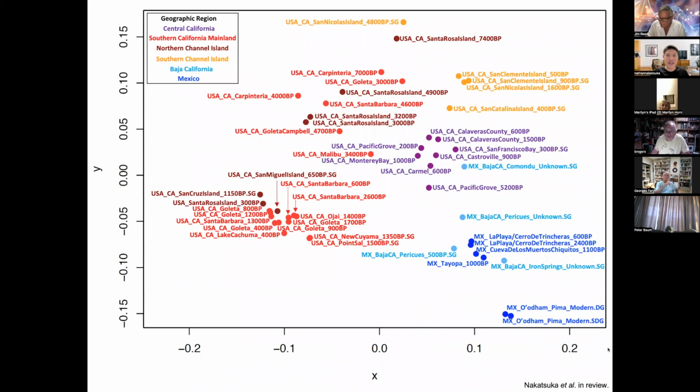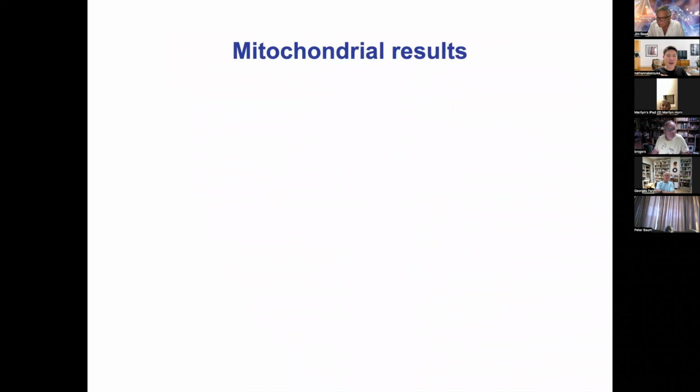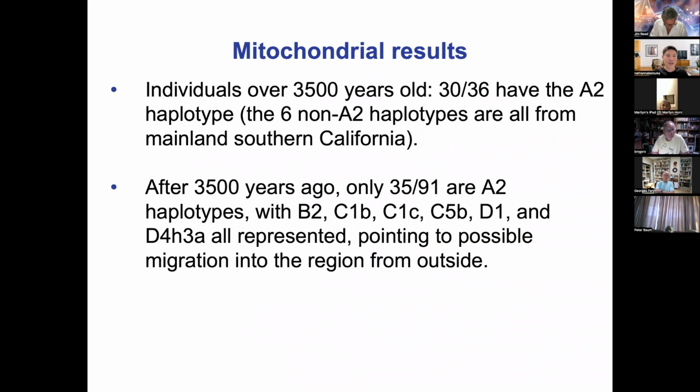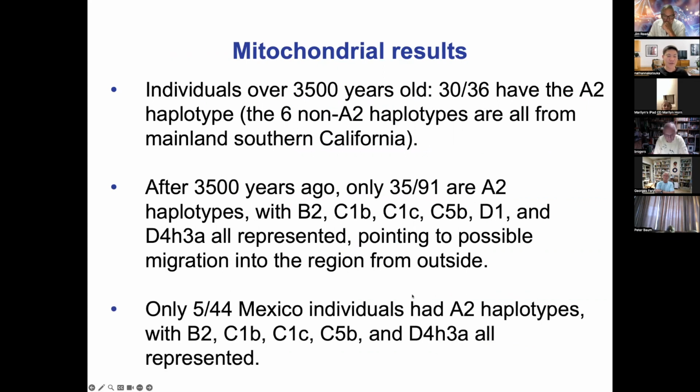Here's another way of representing the data called an MDS plot, which also shows clustering by geography. So first I'll start with the mitochondrial results. The mitochondrial haplotype results are really striking. When we look at individuals over 3,500 years old, 30 of 36 have the A2 haplotype, and the only ones without the A2 haplotype are all from mainland Southern California. In contrast, after 3,500 years ago, only 35 of the 91 have the A2 haplotype, and many other haplotypes are represented at this time, pointing to possible migration into the region from outside. And in Mexico, very few of the individuals have A2 haplotypes, and they have many other haplotypes represented.